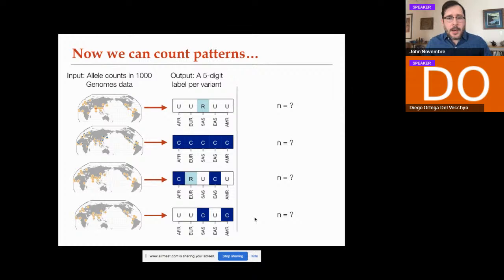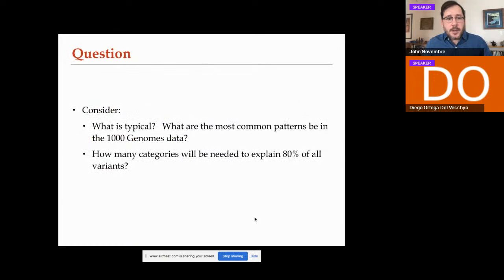We're going to count these, and when we can count them, we can order them and get a better understanding of the distribution more clearly. So we're going to ask what is typical, what are the most common patterns of these 5-digit codes in the 1,000 Genomes data? How many categories will be needed to explain 80%, say, of all the variants? It's about 243 total categories. Will we need to use all of those categories, or a much smaller set? Okay, so let's look at what we see.